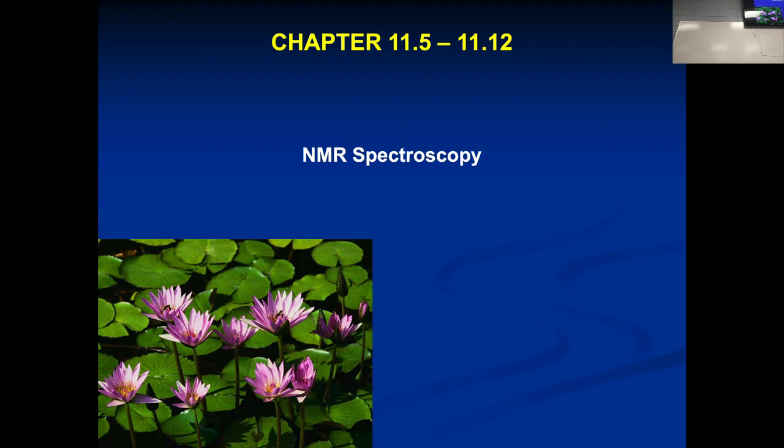Where do we start? What number? Yeah, so we're going to start at 1500. We're going to find 1500. I'm just going to say it's here. And we're going to draw a line. Everything to the right of 1500 is what region? The fingerprint region, right?